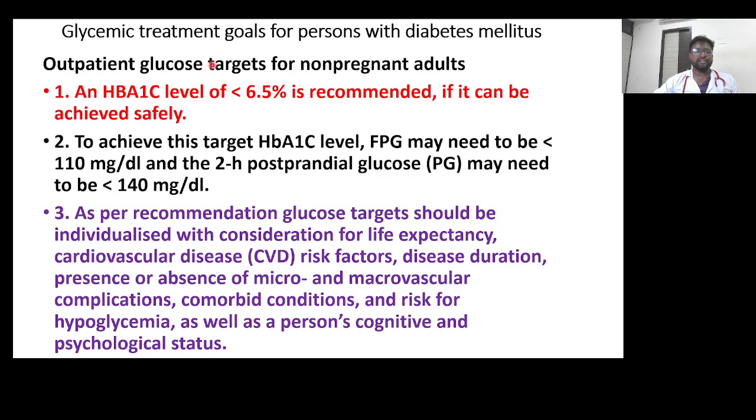So what are the glycemic treatment goals for persons with diabetes mellitus? First we'll talk about the outpatient glucose targets for non-pregnant adults. So we have to maintain HbA1c level of less than 6.5%, which is recommended if it can be achieved safely. To achieve this target of HbA1c level, fasting plasma glucose may need to be less than 110 mg per deciliter, and the 2-hour postprandial glucose may need to be less than 140 mg per deciliter.